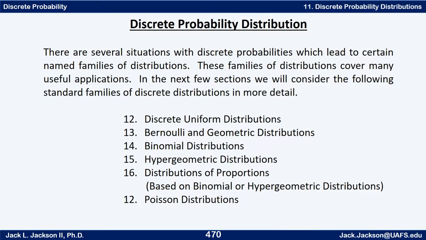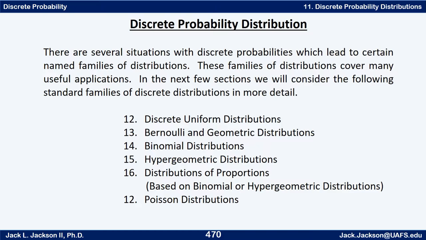Now, in the next series of videos coming up, we're going to be examining some specific discrete probability distributions. There are several situations that come up with discrete probability which lead to certain named families of distributions. These families cover many useful applications, many of the most commonly used applications in probability and statistics. These scenarios are common enough that we have names for them. So in the next few sections, we will consider the following standard families of discrete distributions in more detail.